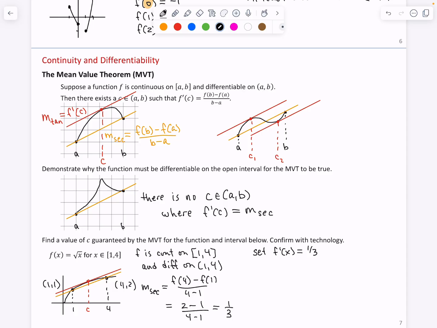Well, the derivative of square root of x, that's x to the 1/2. Use the power rule, 1/2 x to the negative 1/2, and then rewrite as a radical. 1 over 2 square roots of x is the derivative, and we want that to be 1/3. We'll invert both sides, divide by 2, and then square both sides to cancel the radical, and we get x must be 9/4. 9/4 is between 1 and 4, and it is the c value guaranteed by the mean value theorem.